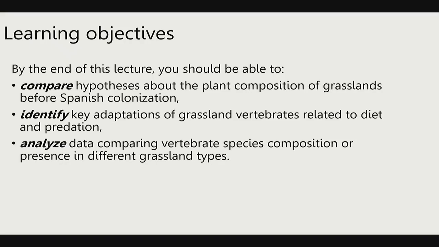Okay, so let's talk about grasslands. And after today's lecture, there are a couple of things we hope you'll be capable of doing. So we're going to talk about the plant composition in these grasslands of California, both now and prior to European colonization, because they are very, very different in this area particularly. We're going to spend some time talking about identification of key adaptations that grassland plants and animals have in California that allow them to survive in their environment, mostly those related to diet and predation, eating and not being eaten.